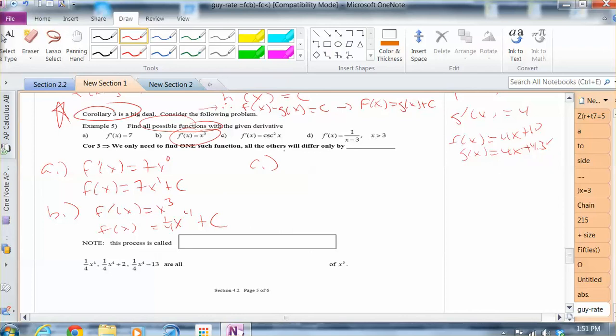Or if I look at c, now what original function, when we take the derivative, gets us cosecant squared? Hopefully you remember cotangent. The derivative of cotangent is negative cosecant squared x. So we have to put a negative cotangent there, plus c. So you want to know your derivative functions. So we're just going in the opposite direction.